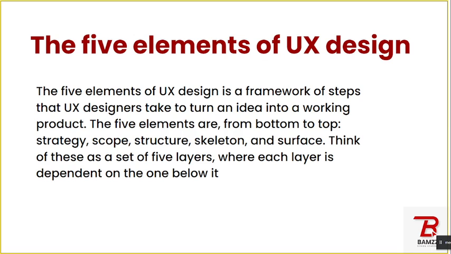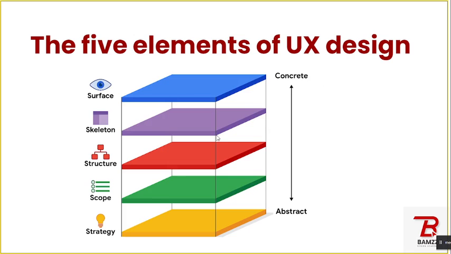So the elements are strategy, scope, structure, skeleton and surface, which are 5S. You must know the meaning of the 5S. So we have strategy, we have scope, we have structure, we have skeleton and we have surface. So just think about it as if you have like 5 layers now, and these are the 5 layers. You have the surface, you have the skeleton, we have the structure, we have the scope and we have the strategy.